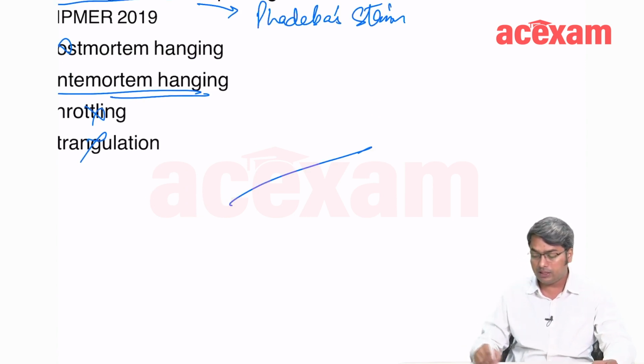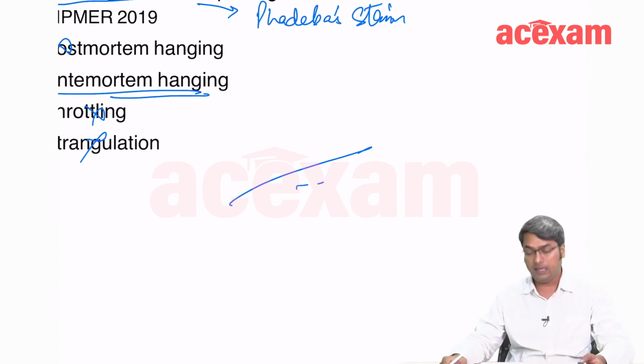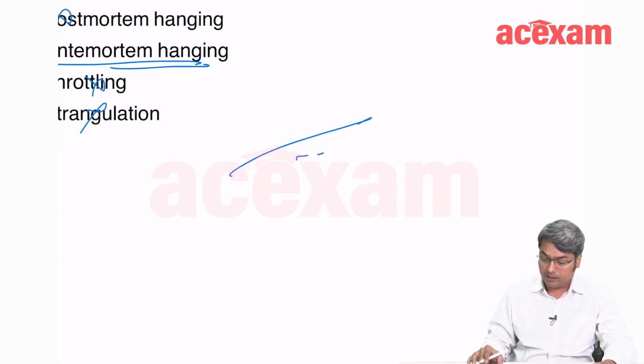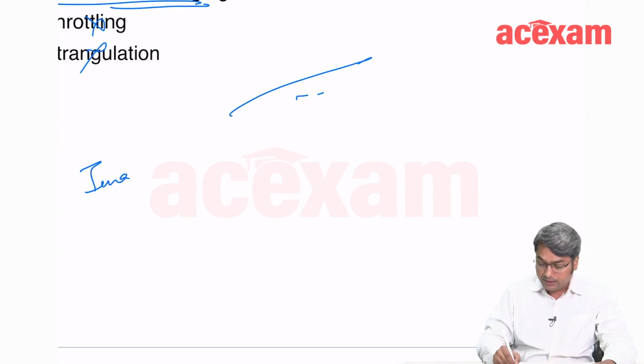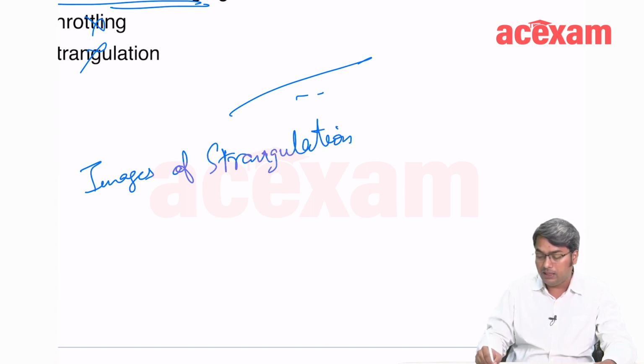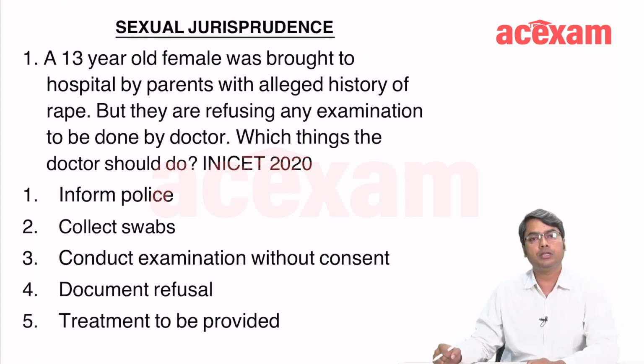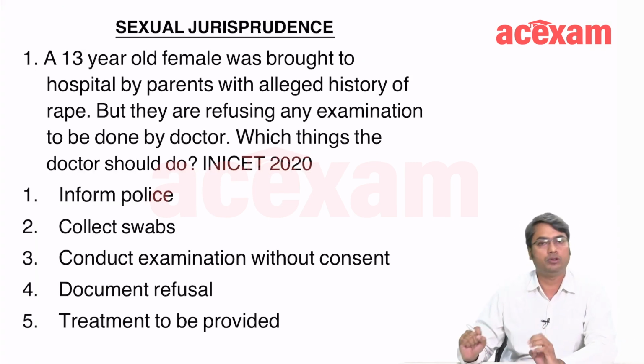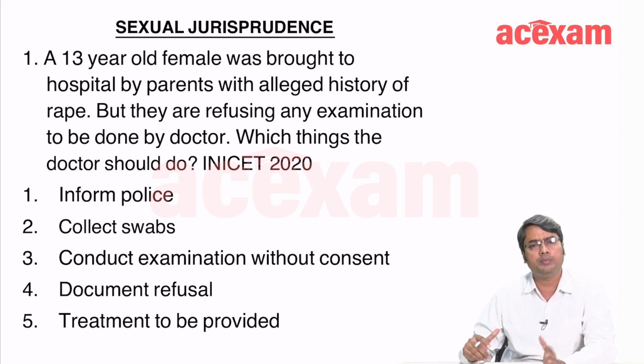So, these are the questions which have come from the chapters on asphyxia, and you see that the different images of strangulation, especially manual strangulation, are very, very important. Let us discuss the questions which have come from the entire topic of sexual jurisprudence. These questions have come from sexual offence, infanticide, virginity, pregnancy, delivery, abortion. So, let us discuss them.